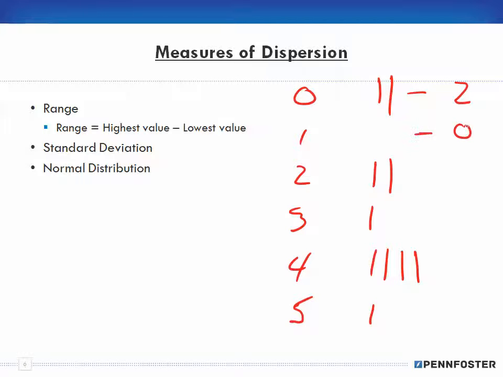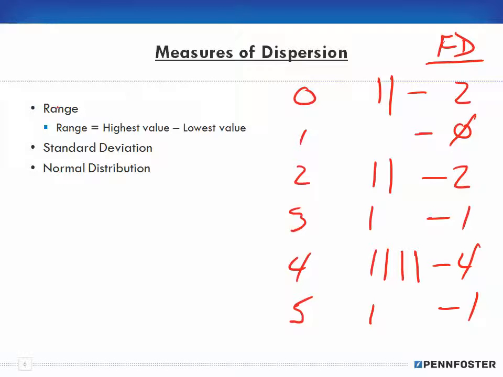For 1, it's 0 times. Remember, this is my frequency distribution. For 2, it's 2 times. For 3, it's 1. For 4, it's 4 times, and for 5, it's 1. So that's my frequency distribution. That's all fine, but we also want to have measures of the distribution, and we can do that in 3 ways: with range, standard deviation, and normal distribution.